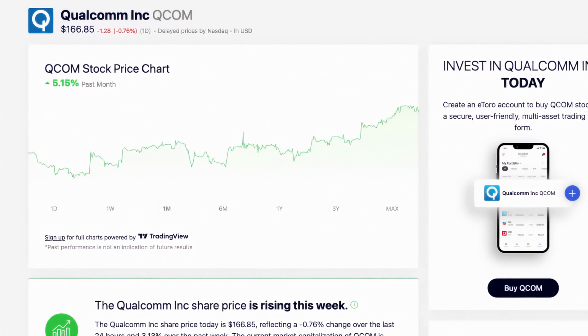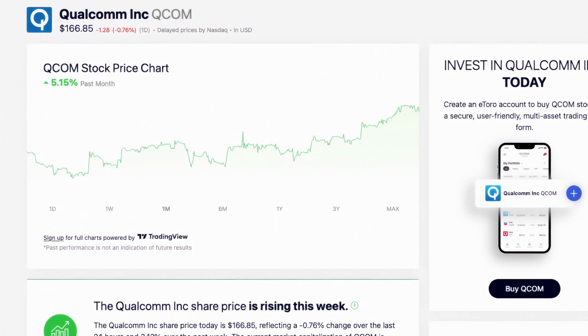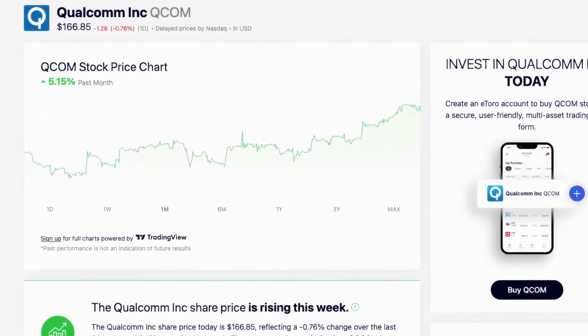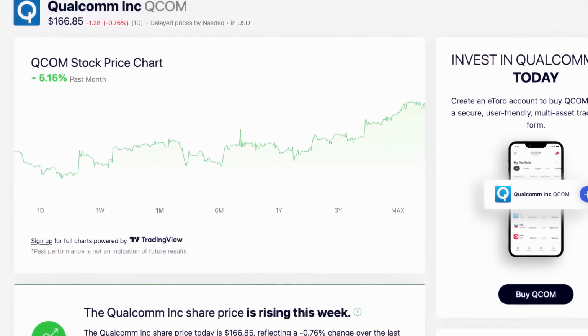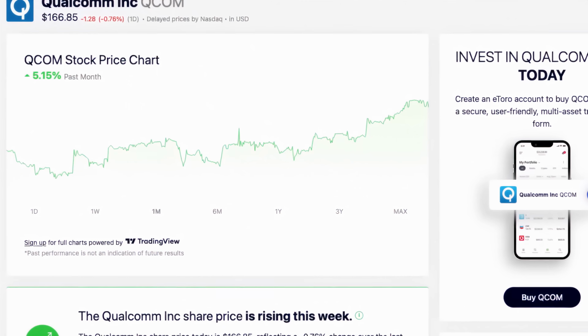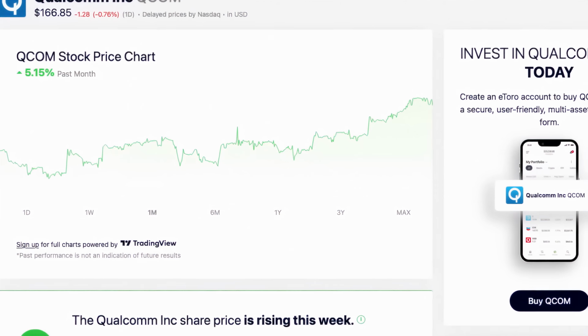Next is ticker symbol QCOM. 7 months ago, Qualcomm stock was trading at $161.22. Today, it sits around $166.85, representing a modest plus 3.5% gain over that stretch.